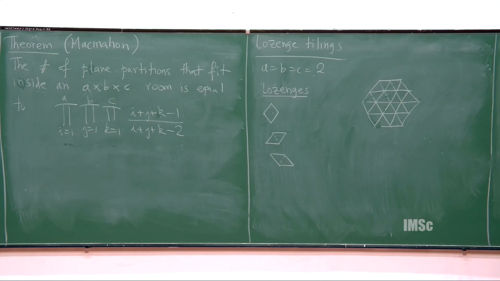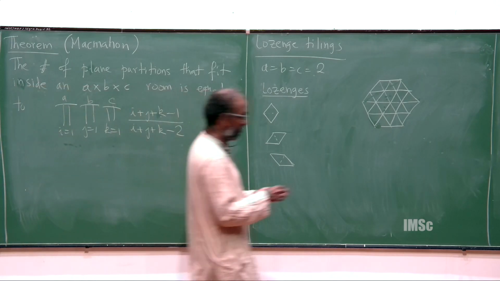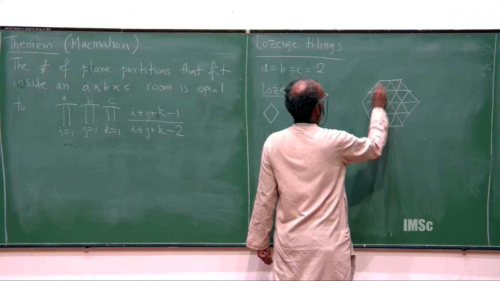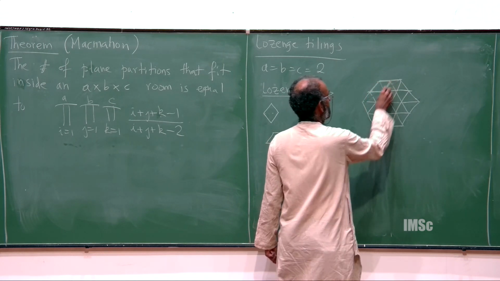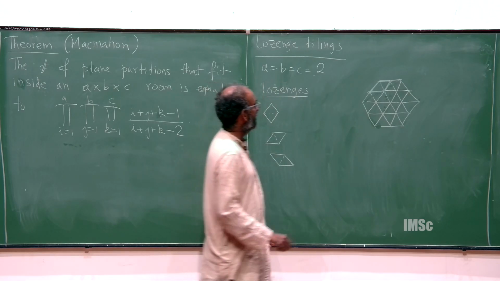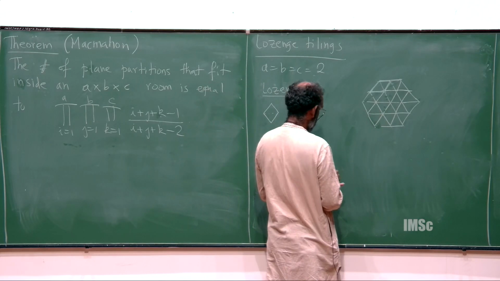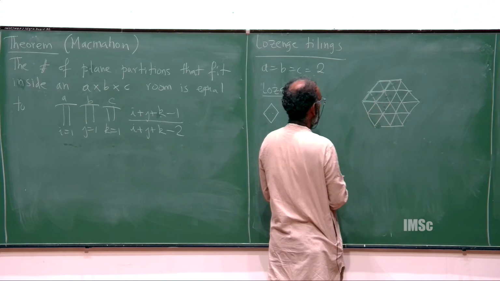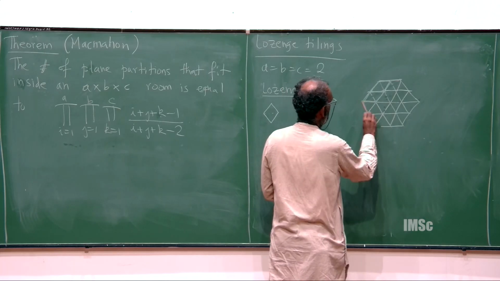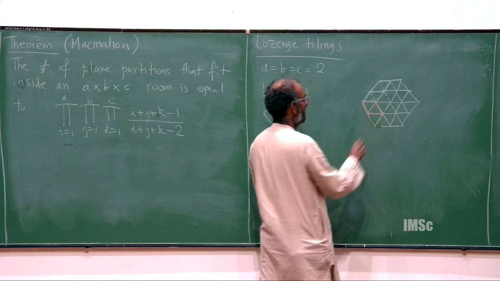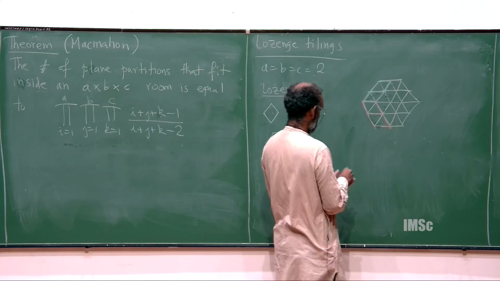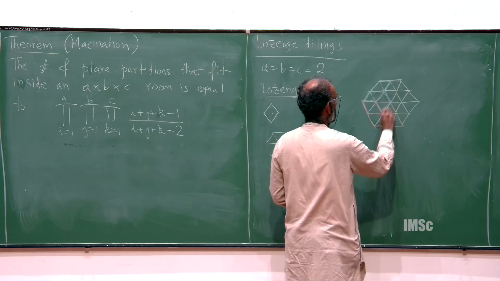Okay, so let's do it. I think I'll need 3 colors. Let's do one and that should give you the idea of the connection. So let's say I tile this one like so, okay. Then I can tile this one like so, and then this is forced to be tiled like so, and then this is forced to be tiled like so, and then I'll tile this one like so.